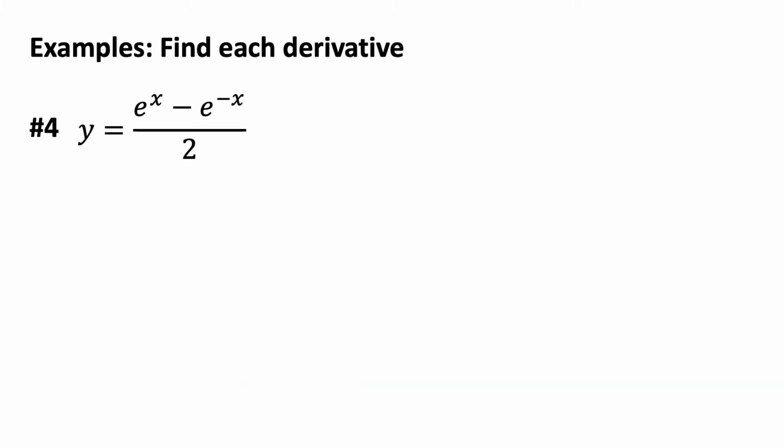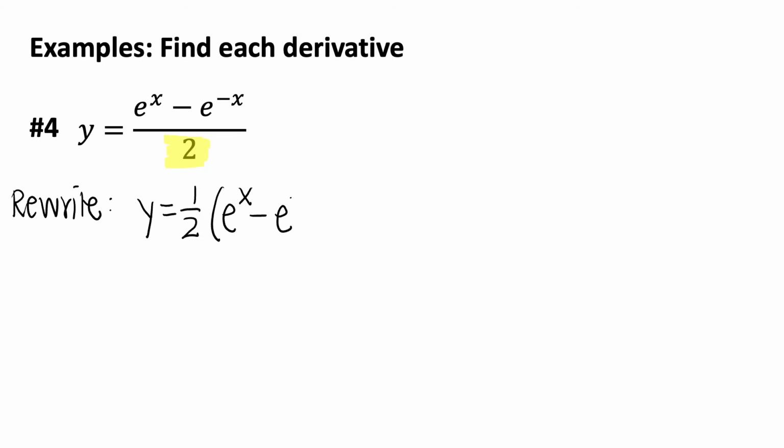Okay, for our fourth example, we want to take the derivative of y equals e to the x minus e to the negative x all over 2. At first glance, this looks intimidating until I look more closely and realize that my denominator is just a 2, which is a constant that can be pulled out to the front. So before I do any differentiating, I'm going to rewrite my function as y equals 1/2 times e to the x minus e to the negative x.